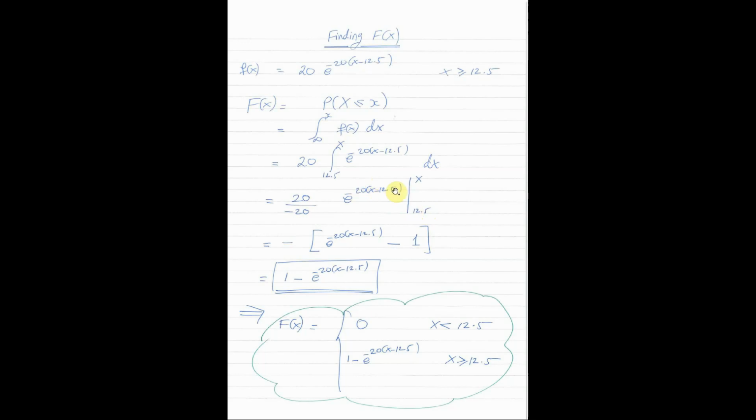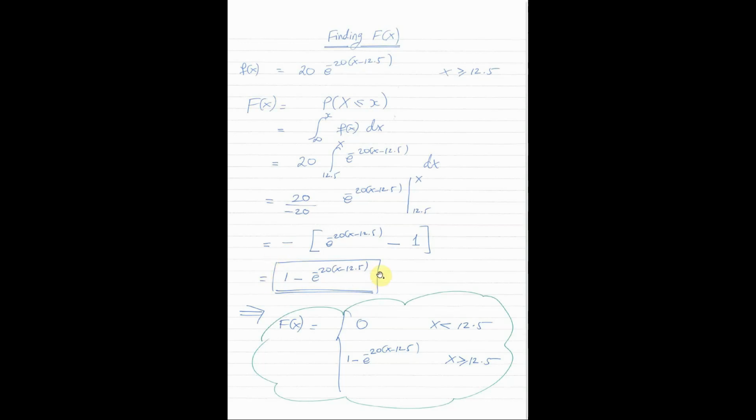Of course, 0 times anything is 0, and then e to the power of 0 is 1. That's why we see that function as it is when we substitute it with x, minus 1. Of course, a negative sign, so we can flip the order, and the answer becomes 1 minus e to the power of minus 20 times (x minus 12.5). We are done. 90% done.